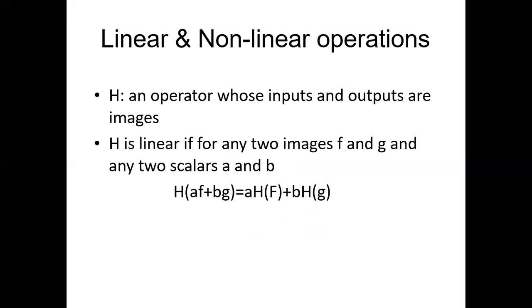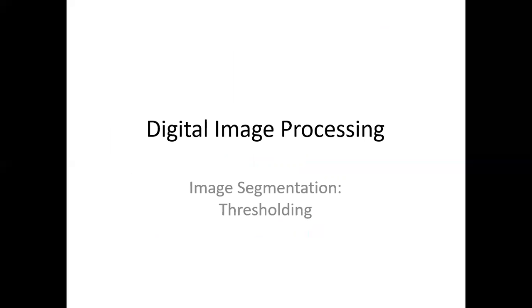Linear and nonlinear operations: H is an operator whose inputs and outputs are images. H is linear if, for any two images F and G and any two scalars A and B, the linearity equation holds. This is the equation for linear and nonlinear operations. Okay, let's see one by one.